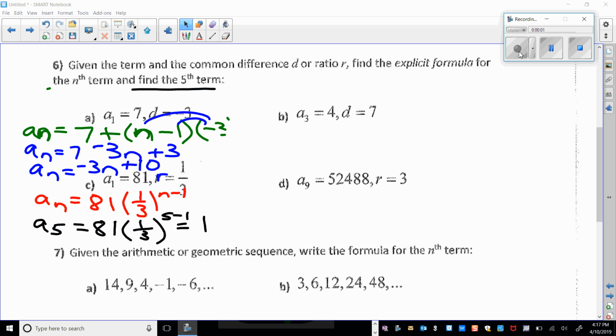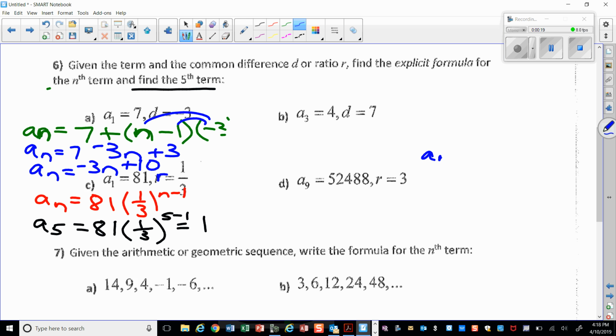Next one, it says we're going to do it the same way, except there is an R, so it's a ratio, so it's geometric. We're going to use that formula. So, using the geometric formula, I've got a to the n, but now I'm looking at the ninth power, right? I've got a to the n equals the first term times r to the n minus 1.